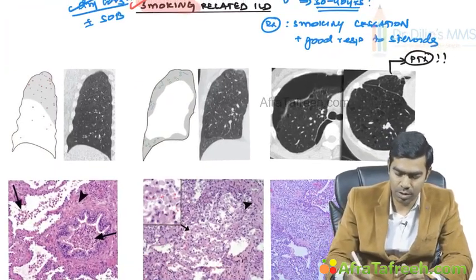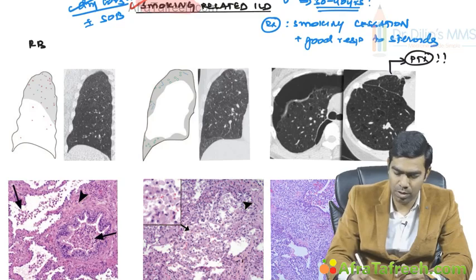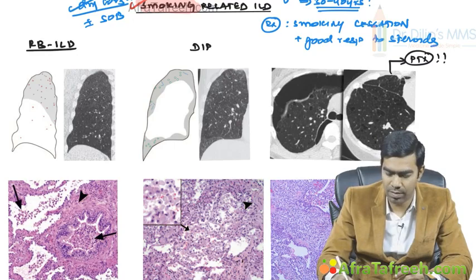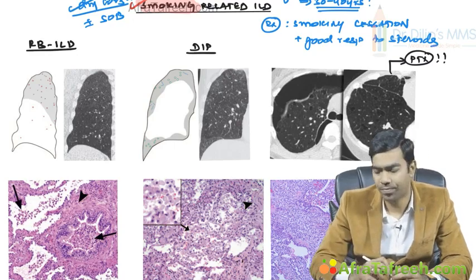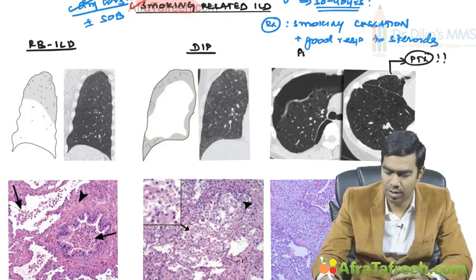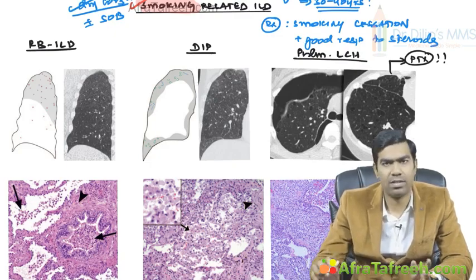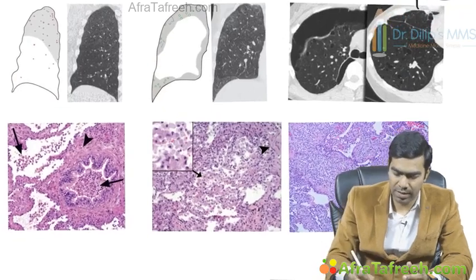The first one which I'm going to discuss is the respiratory bronchiolitis interstitial lung disease. The second one I'm going to discuss is the desquamative interstitial pneumonia, DIP. And the third one which we're going to discuss is the pulmonary Langerhans histiocytosis, LCH. The only difference is that the PFT will be definitely different.